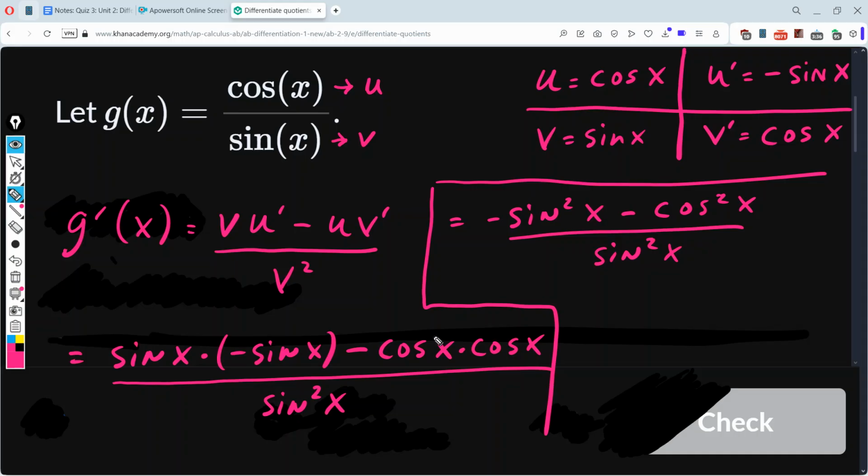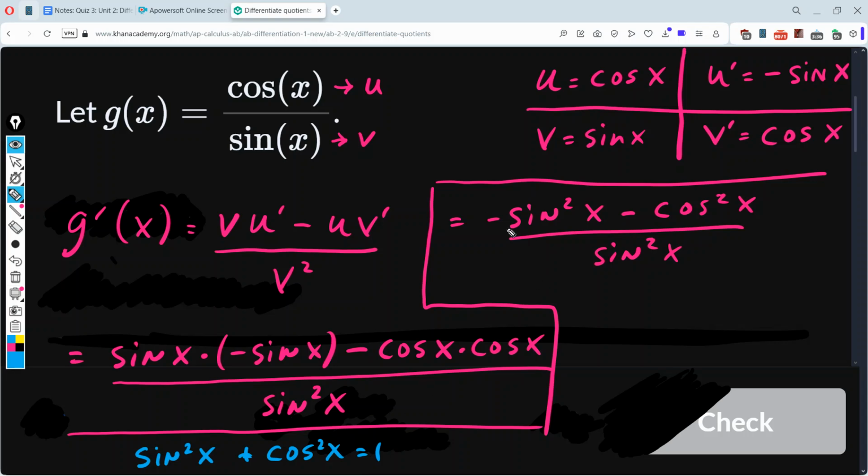Now, if you remember one of the trig identities, see if I can fit it down here on the bottom. One of the main trig identities, I think it's called the Pythagorean identity. If you recall, sine squared of x plus cosine squared of x equals 1. All right. If we factored a negative out of this, we would just have the two positives left over, and that would equal 1. Okay, so let's do that.